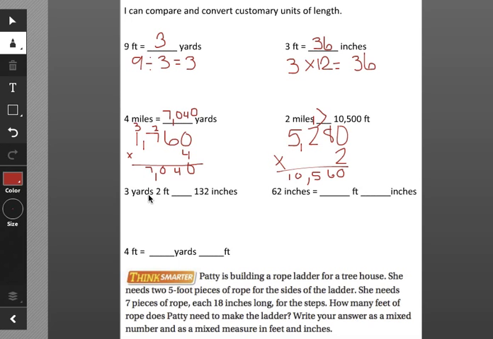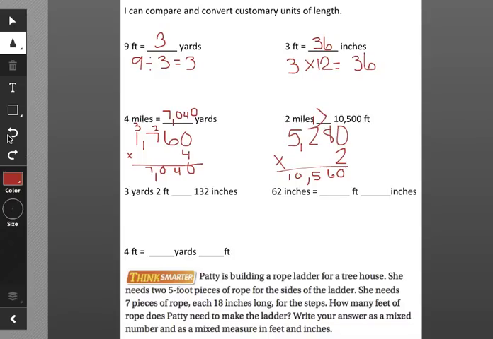So go ahead and do this problem down here. See if you can compare. First you need to convert and then compare. So hopefully you were able to figure out which is larger.